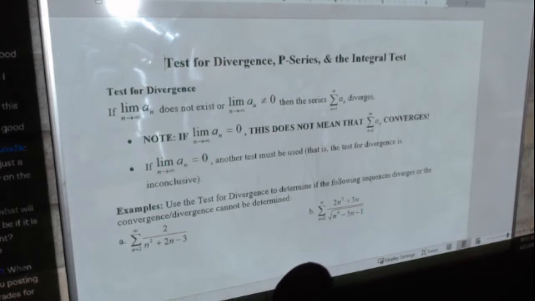So, let me say that one more time. Test for divergence is just taking the limit as n approaches infinity of a sub n. If you get back 0, the test is inconclusive, and you must use another test. Now, as of right now, we don't have enough of them in our tool bag to be able to choose another one. But on the test, if you run into that situation, you'd have to try something else. If it gives you infinity, -5, 12, pi, whatever, anything other than 0, we can automatically say it diverges.